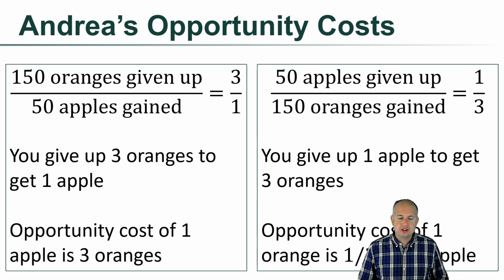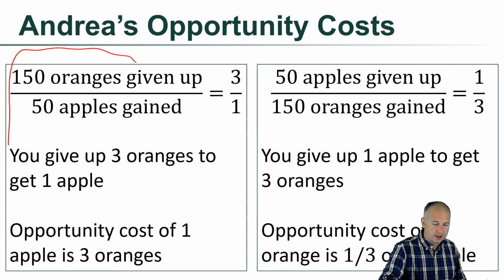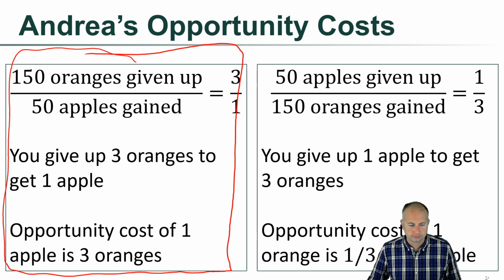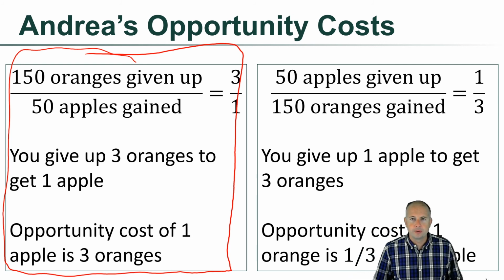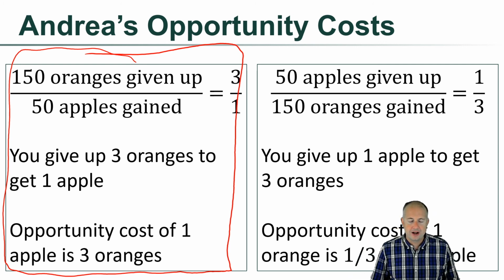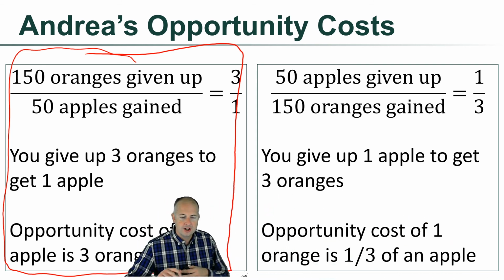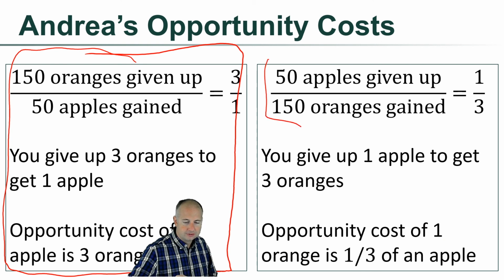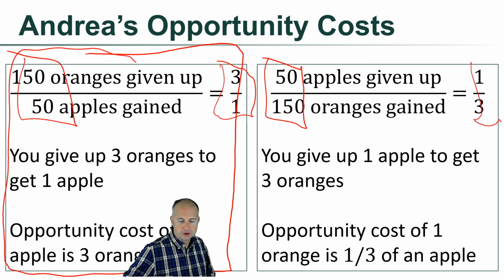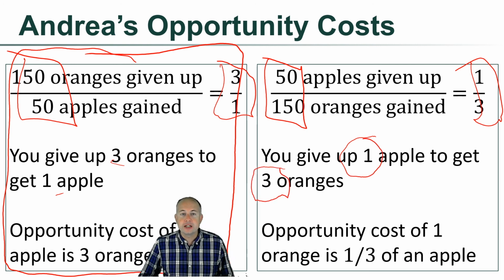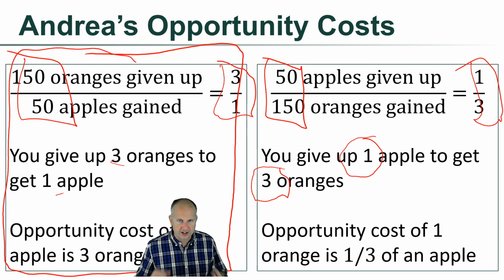So what we've done so far is everything over here. We talked about the opportunity cost of an apple. Now what we're going to do is talk about the opportunity cost of an orange. And essentially, everything is just inverted. This math is just this math inverted. Notice we go from 3 over 1 to 1 over 3. Give up 3 oranges to get an apple becomes give up 1 apple to get 3 oranges. The opportunity cost of 1 orange is a third of an apple.